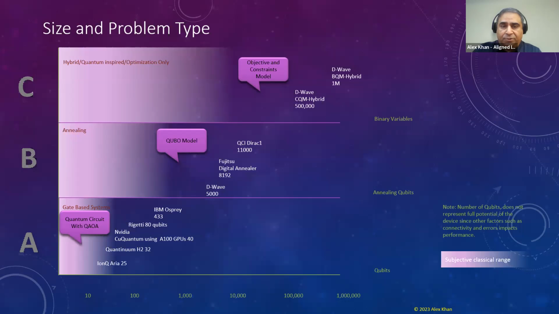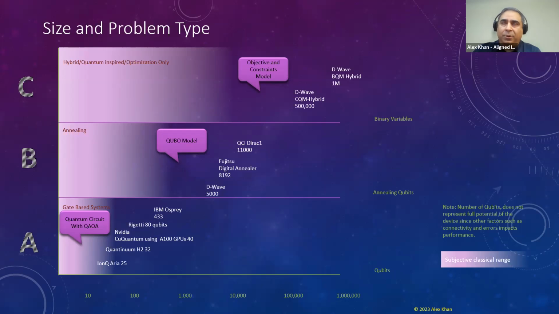digital annealer from Fujitsu. There's Quantum Computing Inc.'s Dirac system. There's D-Wave's 5,000 qubit system. So these are basically annealers, and they're able to take a QUBO problem, you put it on there, and it'll find the minimum energy state. You can see that the number of qubits are increasing. So you've got in the range of 5,000 to 10,000 qubits or variables that you can put on there.